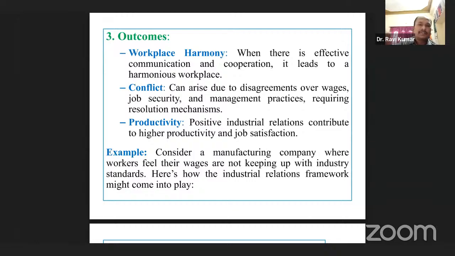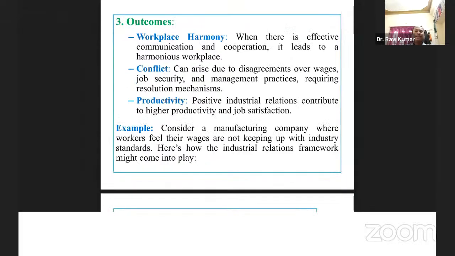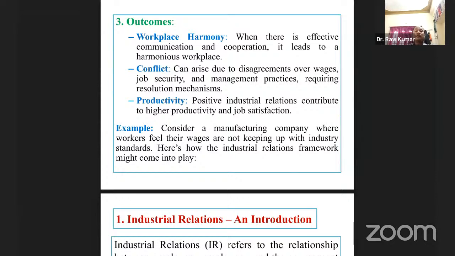Yes, what are these outcomes? The workplace harmony. When there is effective communication and cooperation, it leads to a harmonious workplace. If there is good communication and they are involved efficiently, it will be solved very easily. And if there is no proper communication, for example, in terms of language also. For example, one person knows Hindi, one person knows only Telugu, but we cannot communicate in a proper way. At the same time, the person is not going to understand.